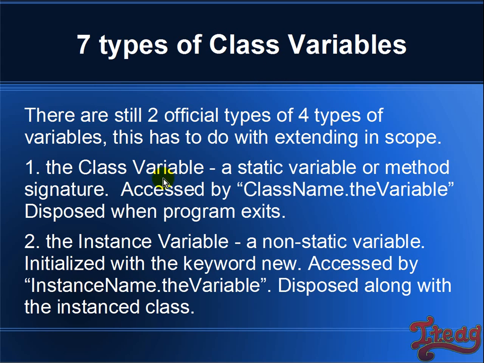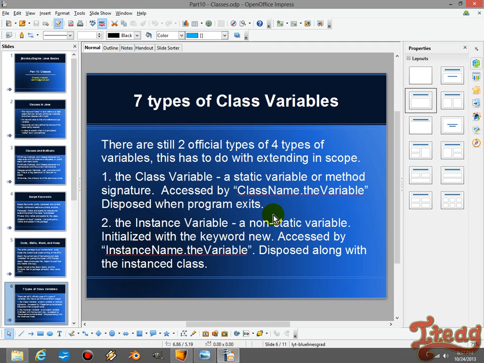So first, we have the class variable. Okay. This is a static variable or method signature. Accessed by class name, dot the variable, disposed when the program exits. I'll go ahead and run through this and then come back to it. Okay, sounds good. I'll do that.